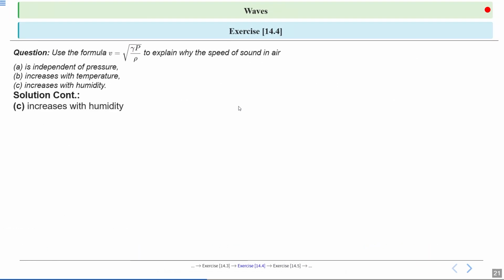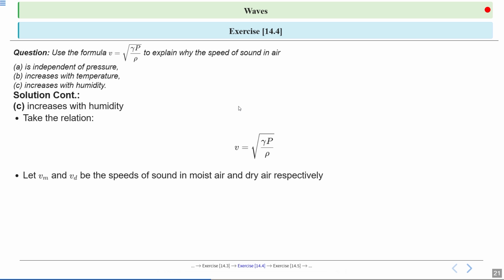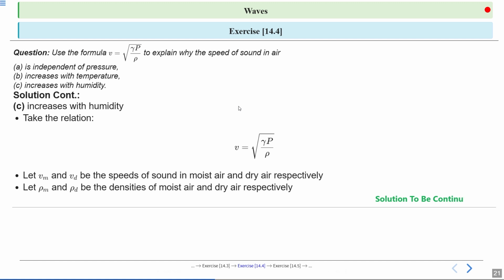Now, let's discuss the C part of the problem, which asks why the speed of sound in air increases with humidity. Take the given relation of the velocity, V equal to under root gamma P divided by rho. Let Vm and Vd be the speeds of sound in moist air and dry air respectively. Let rho m and rho d be the densities of moist air and dry air respectively. Clear?